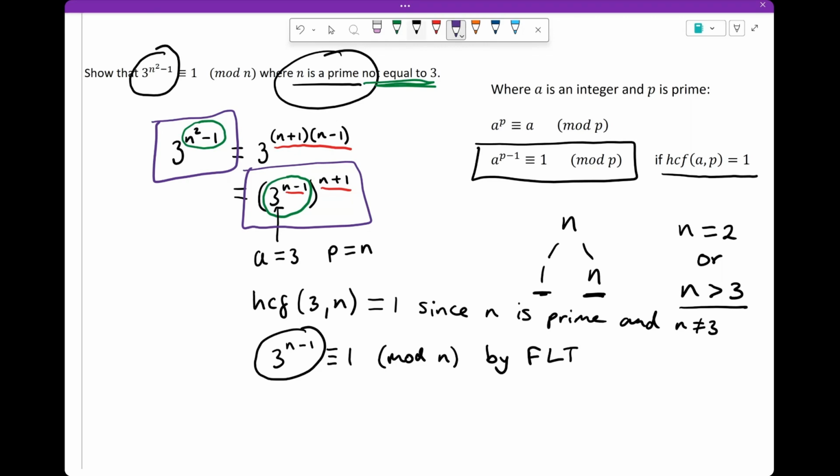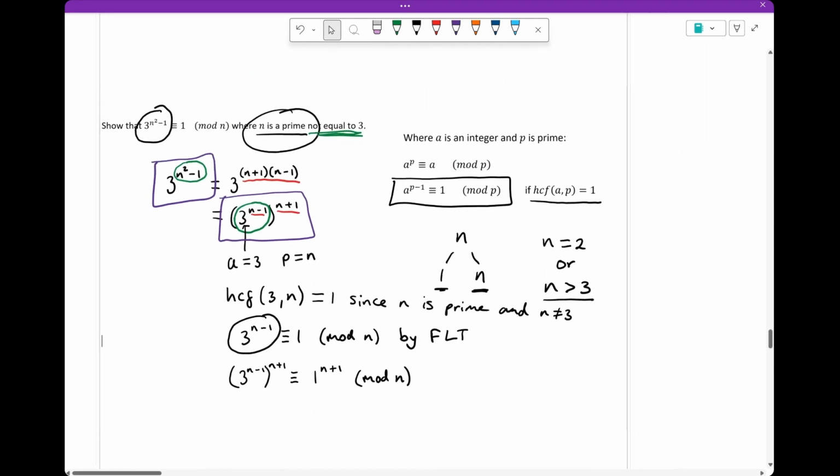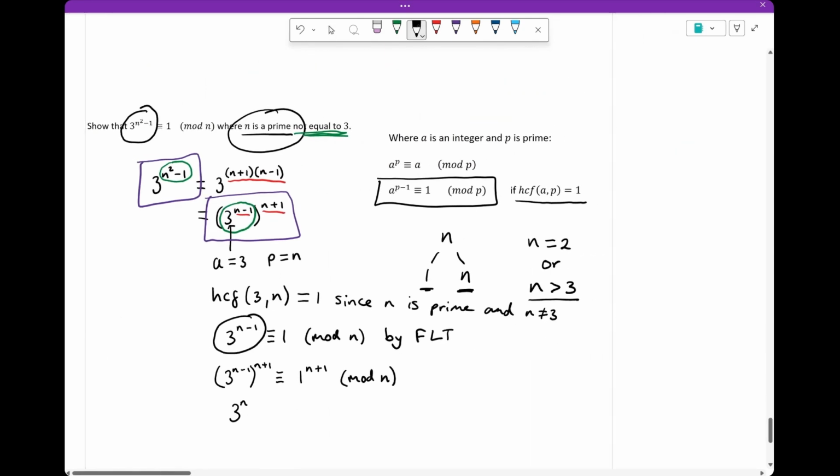So what I'm going to have to do is raise both sides of my congruence relation to the power of n plus 1. So I'm going to write that 3 to the power of n subtract 1 raised to the power of n plus 1 is congruent to 1 to the power of n plus 1 mod n. And I know that my left-hand side of my congruence relation is equivalent to 3 to the power of n squared subtract 1. And that's going to be congruent to 1 to the power of n plus 1, where 1 to the power of anything is just 1, and it's going to be mod n. And then I've got the full show that statement as required. So I just write as required.